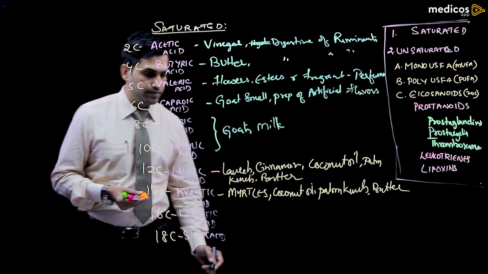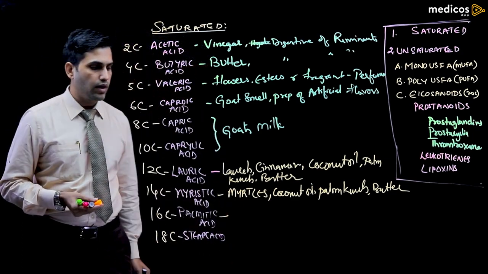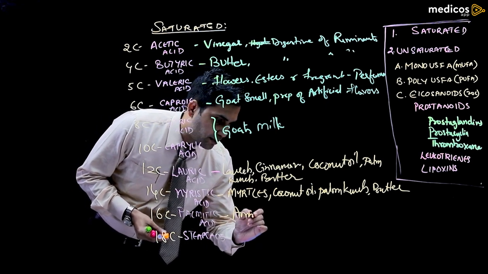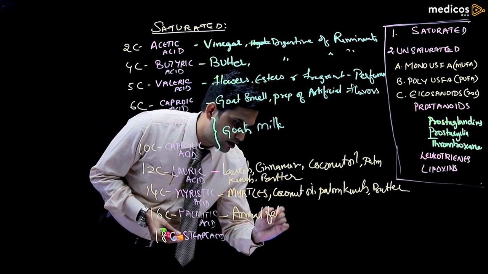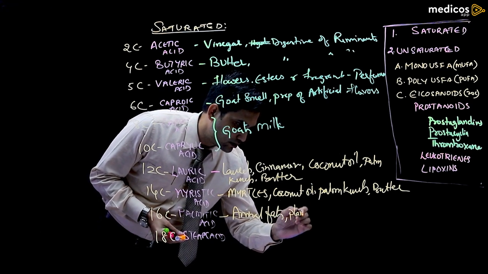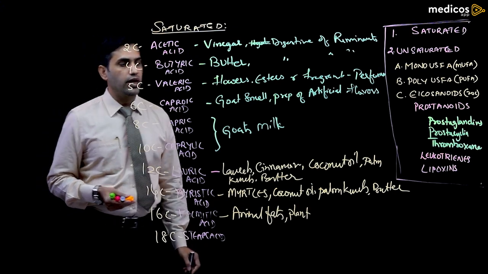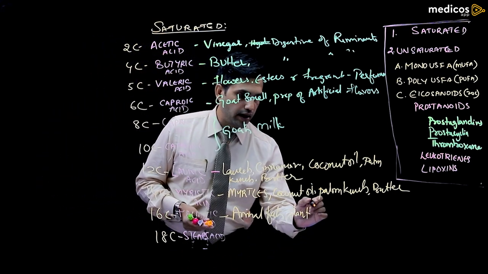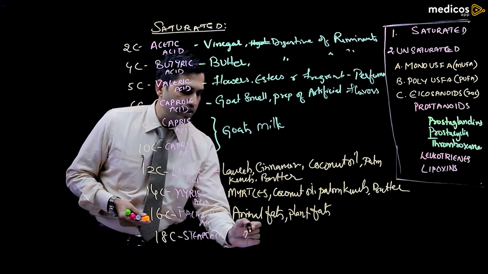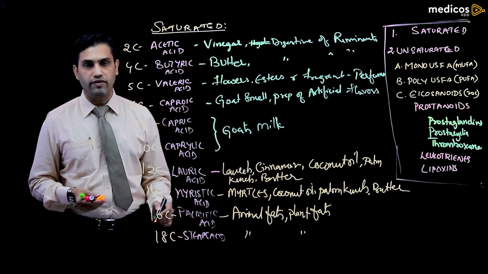Palmitic acid, this is the one which is present in animal fats and plant fats. Animal and plant fats have palmitic acid. Even stearic acid is present in animal and plant fats.